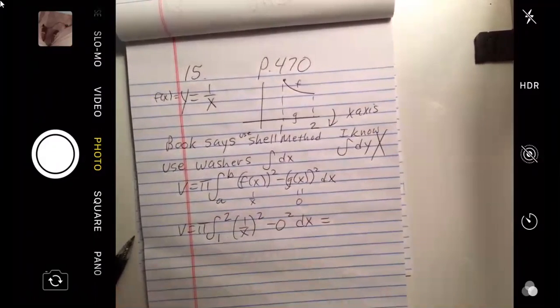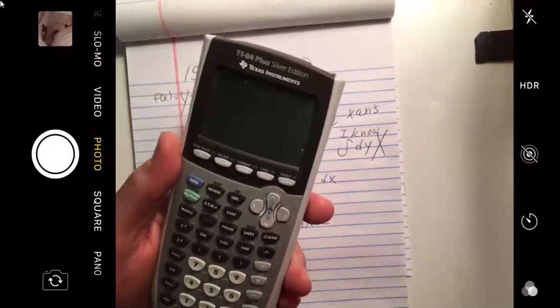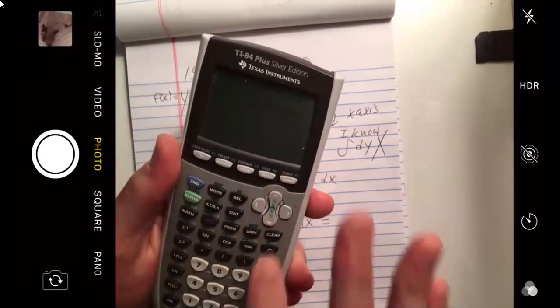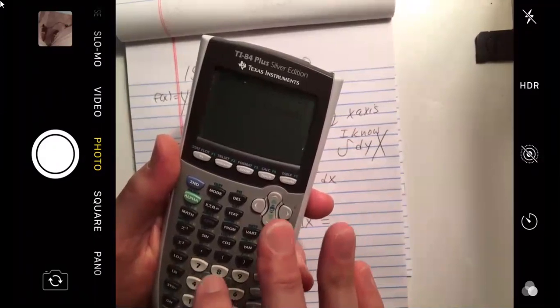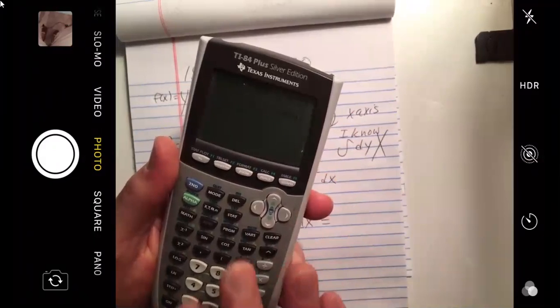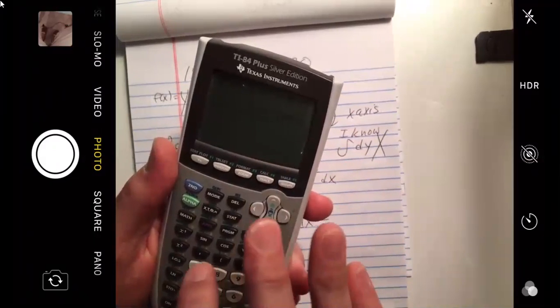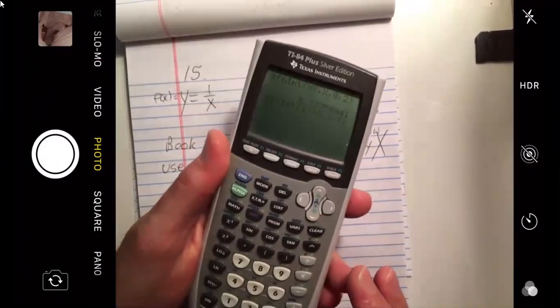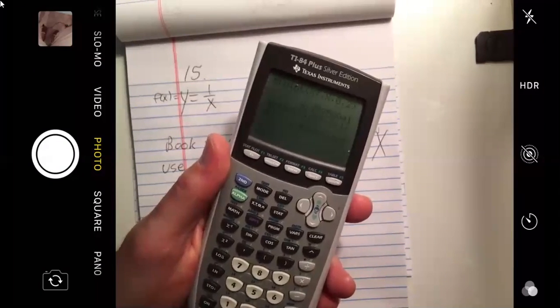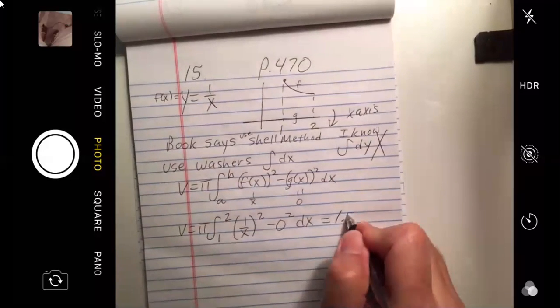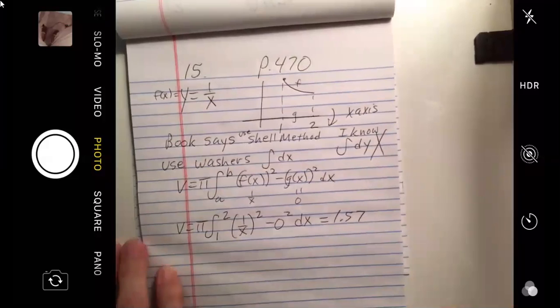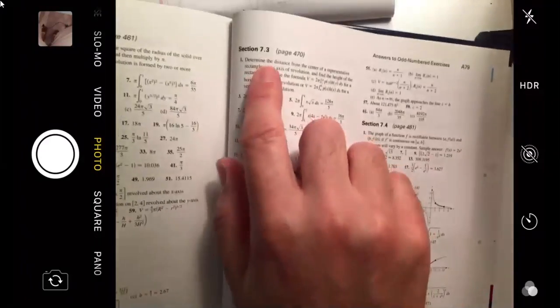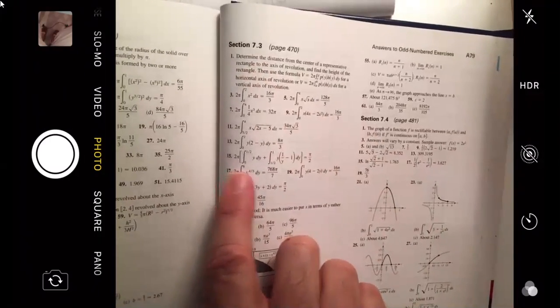I can go ahead and punch away on that. Pi, function integral, math 9, 1 divided by x squared, comma x, comma 1, comma 2. .57. That smells like pi over 2. Probably pi over 2. Look it up. 7.3, it was 15. 7.3, 15. Pi over 2.